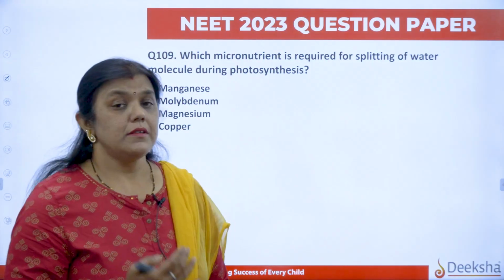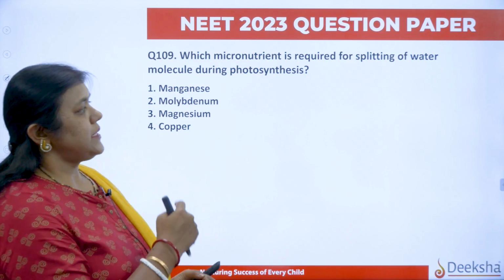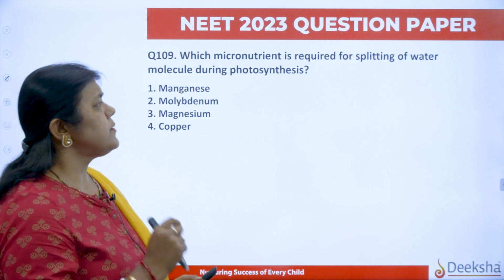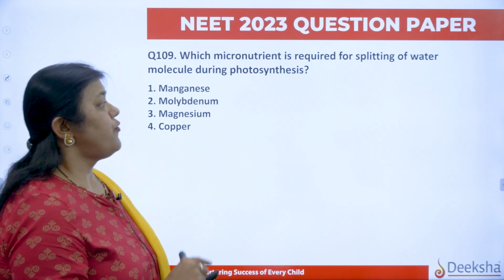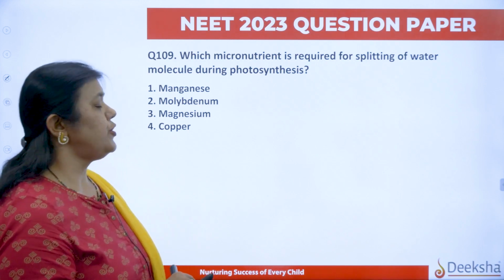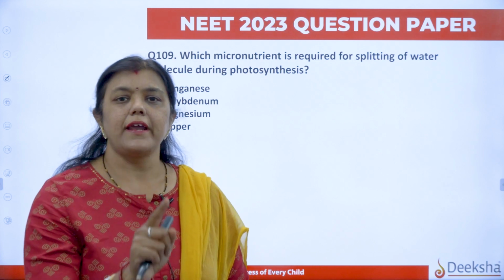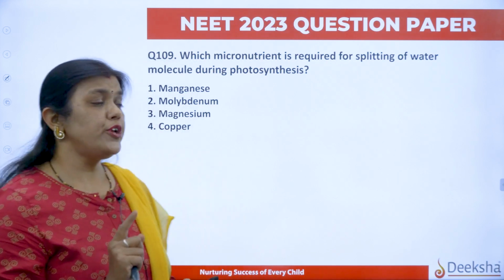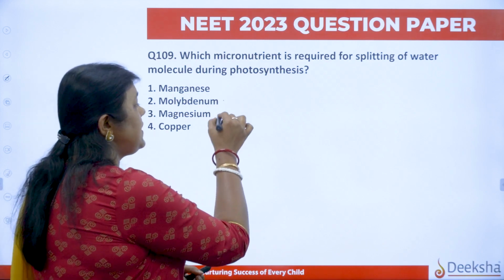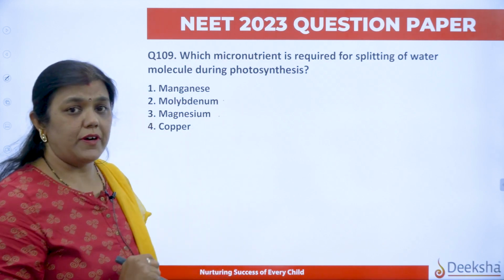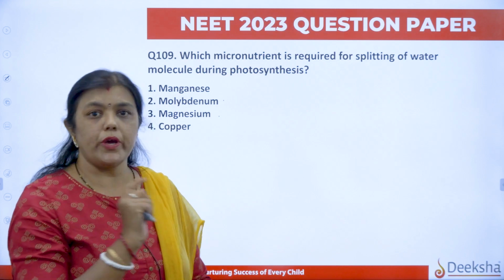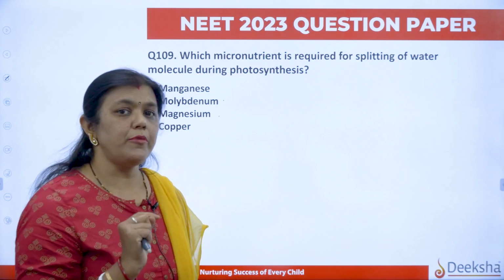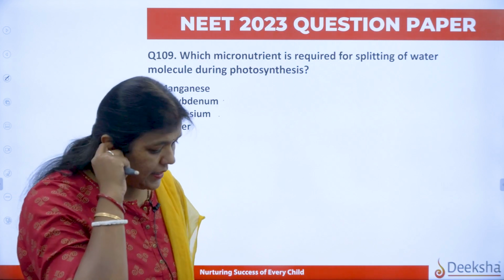Question number 9. This is from the 11th standard botany part, which says: which micronutrient is required for splitting of water molecule during photosynthesis? So directly the question is from the photosynthesis chapter. But here what you need to know about all these metals is what their function is, and you should be thinking quick also. Got it, right? That means you have to think quick to come to the conclusion for this particular answer.